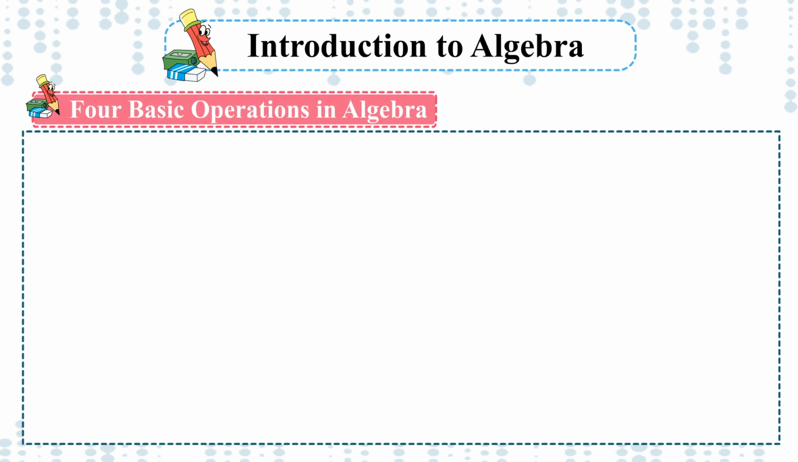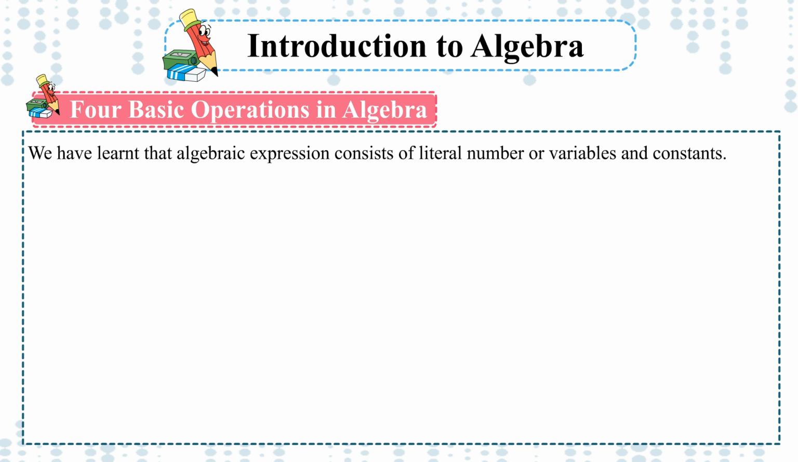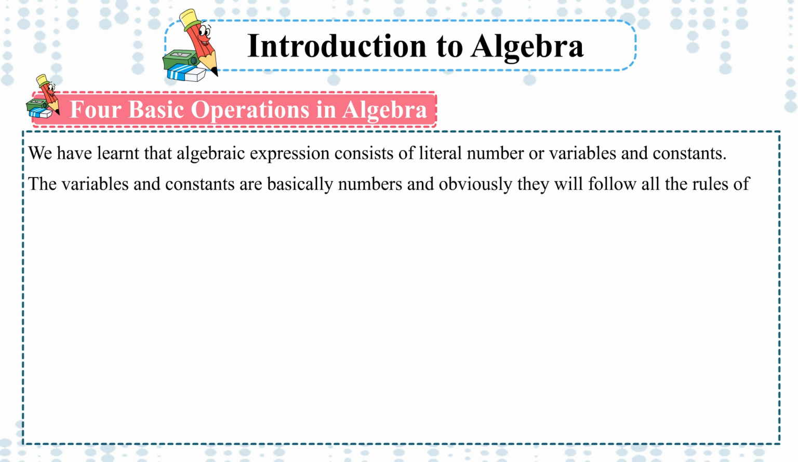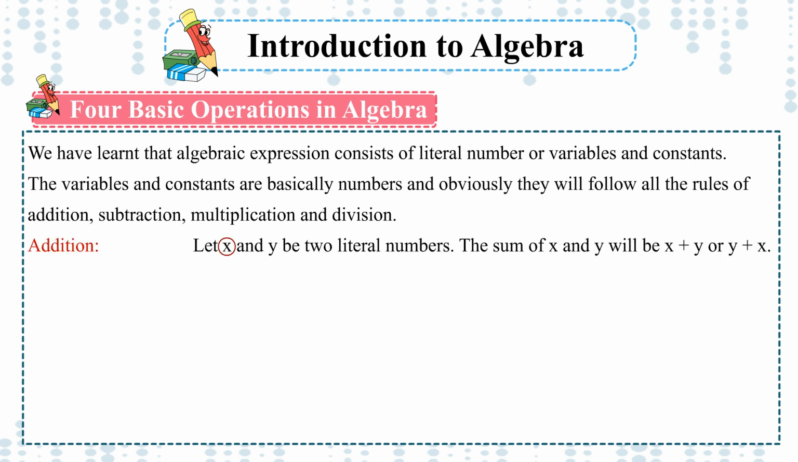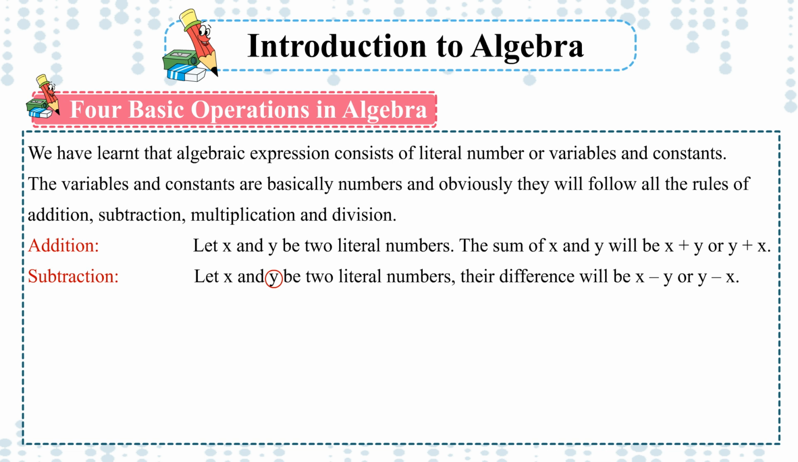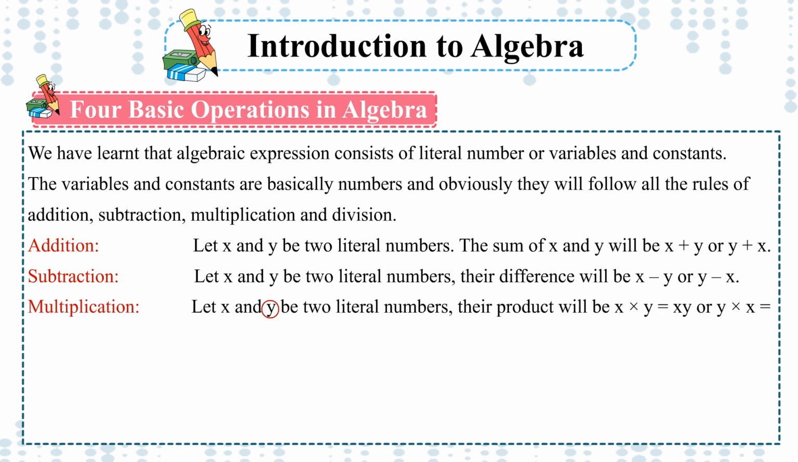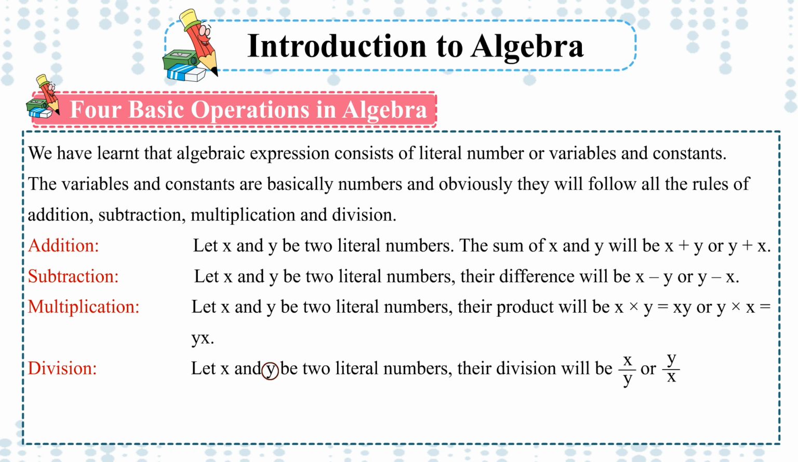4 basic operations in algebra. We have learnt that algebraic expression consists of literal number of variables and constants. The variables and constants are basically numbers, and obviously they will follow all the rules of addition, subtraction, multiplication and division. Addition: let x and y be two literal numbers. The sum of x and y will be x plus y or y plus x. Subtraction: let x and y be two literal numbers. Their difference will be x minus y or y minus x. Multiplication: let x and y be two literal numbers. Their product will be x multiply y is equal to xy or y multiply x is equal to yx. Division: let x and y be two literal numbers. Their division will be x upon y or y upon x.